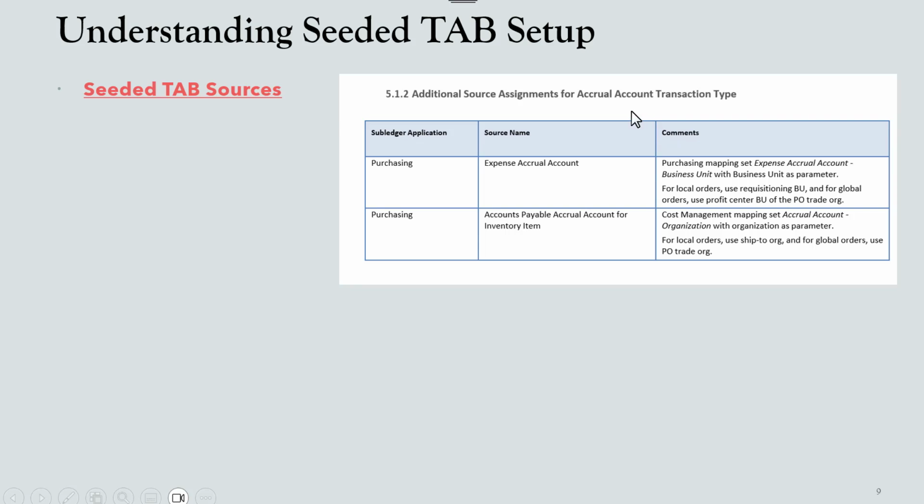Here for the accrual account transaction type, the subledger application is Purchasing, source name Expense Accrual, Purchasing mapping set Expense Account Accrual Business Unit, with business unit as a parameter. For local orders, requisitions, and global orders, use profit center PO of the PO trade organization. For the accounts payable accrual account for inventory item, Cost Management mapping set Accrual Account Organization, with organization as parameter. Again, for local order, ship-to org, global order.